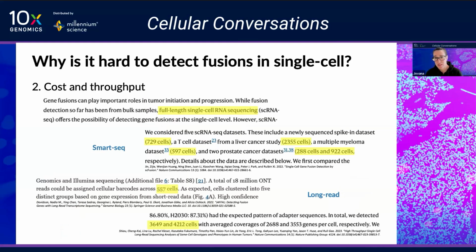Now, the other part of the problem is, okay, well, if we're not going to do 5' or 3', we need to do something full length, and then cost and throughput becomes a problem. If we look at the literature and what people have been doing, yes, there are methods to detect fusions at single cell, but they all rely on full length protocols like SmartSeq or long reads. And the numbers of cells that we're seeing in the literature are quite low because of this cost throughput trade-off. So hundreds of cells, maybe a few thousand in the whole experiment. That's down to a few hundred per sample. And if we really want to dig deeply into biology, that's probably not quite enough.